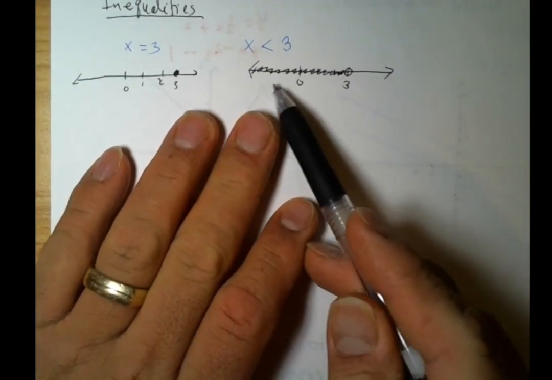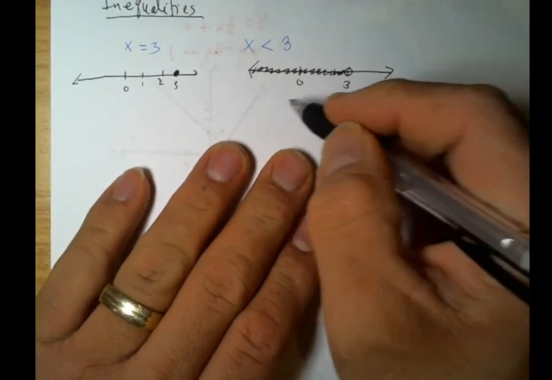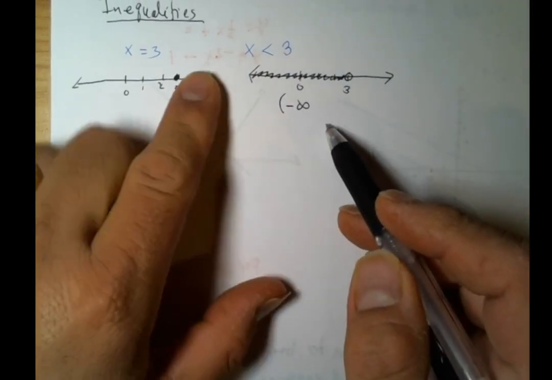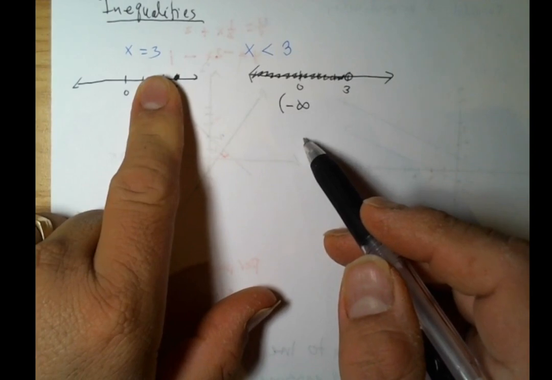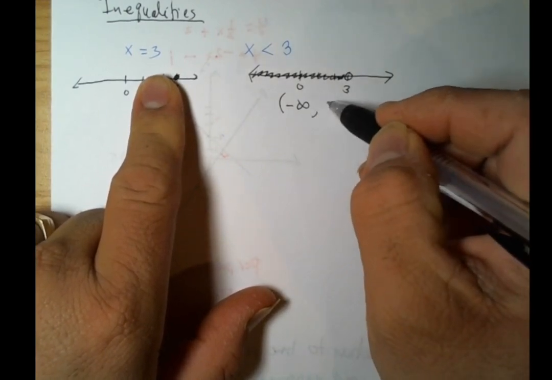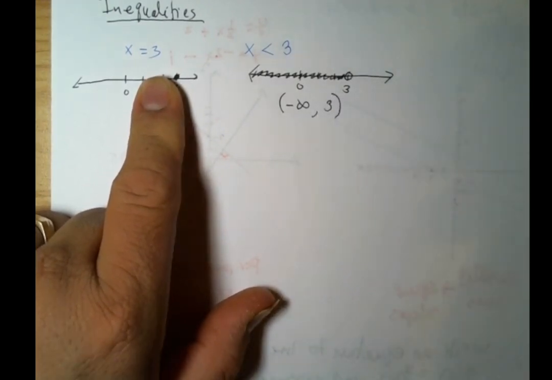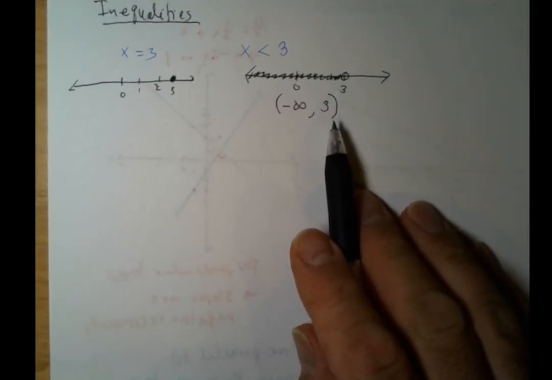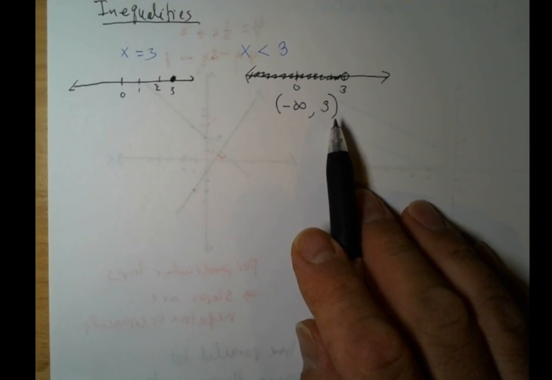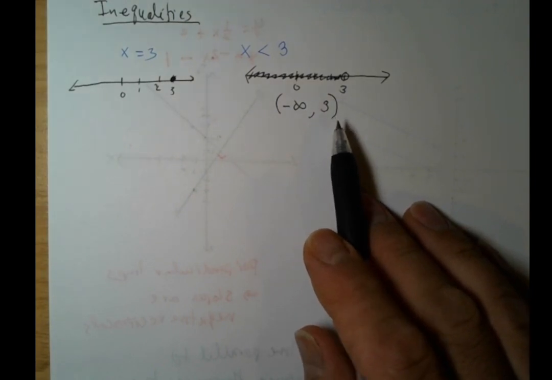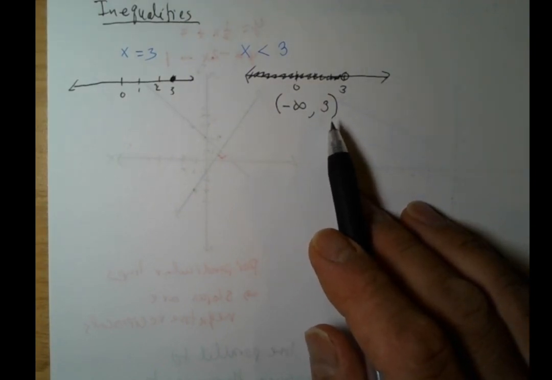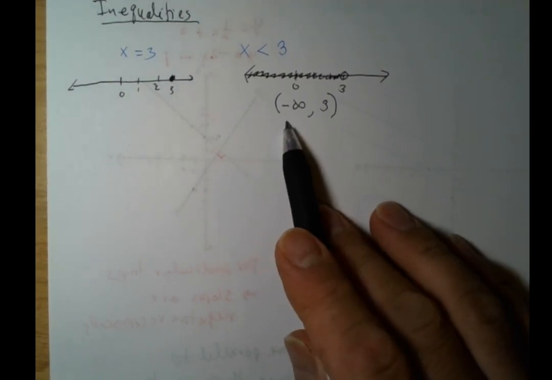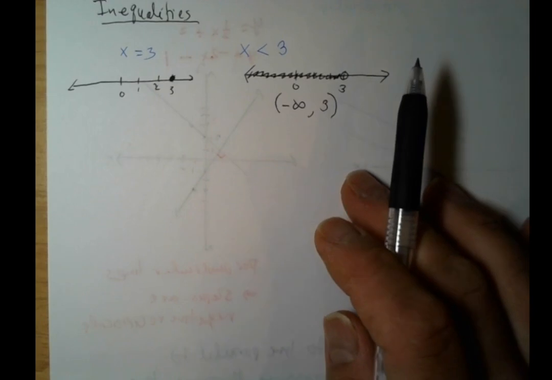0, -1, -5,000. Now, the way I would write this in interval notation: since it's unbounded on the left, and here it's bounded by 3, I use parentheses to signify that it is not including 3. We would use brackets if we want to say that it does include the endpoint. Infinity always gets a parenthesis because infinity is not really a number, it's more like an idea.